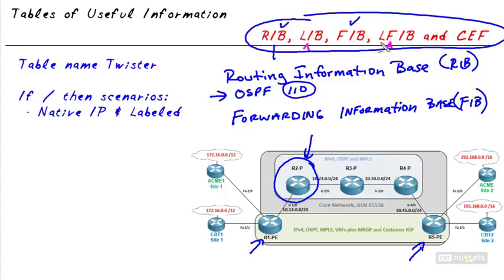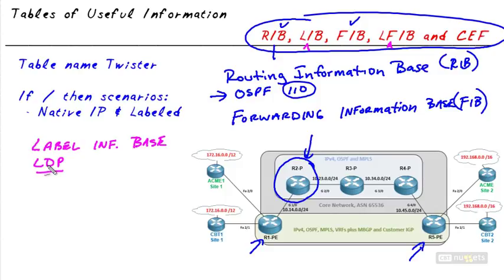Next, let's take a look at LIB and LFIB. LIB stands for Label Information Base. And we're referring to MPLS labels. So on R2, how does it know what R1's local labels are for various networks? And how does R2 know what R3's local labels are for various networks and prefixes? And the answer is we're going to use some kind of control plane protocol for label distribution. And one of those is called LDP, which we've already addressed in this course.